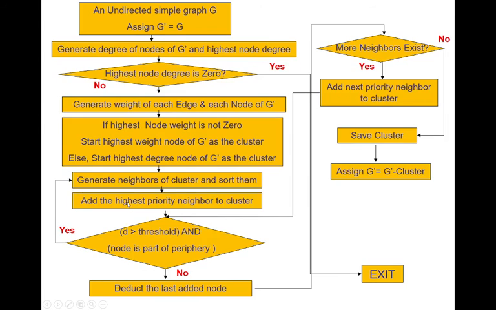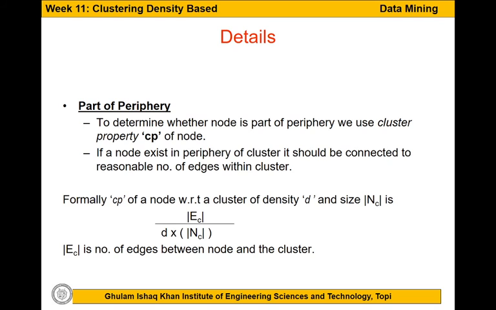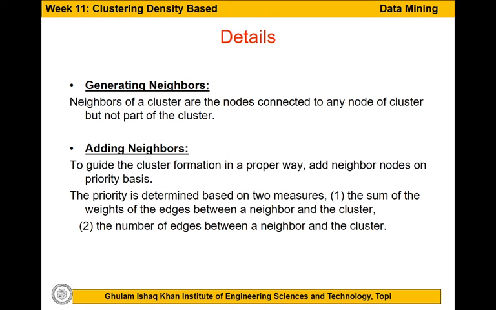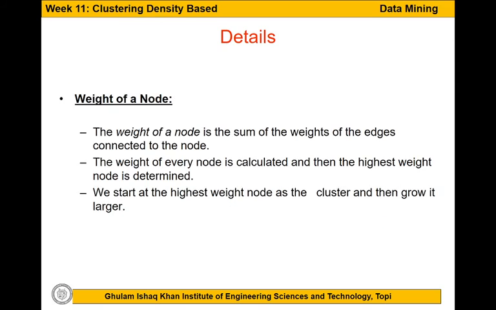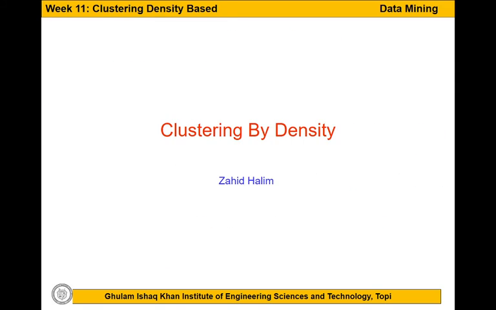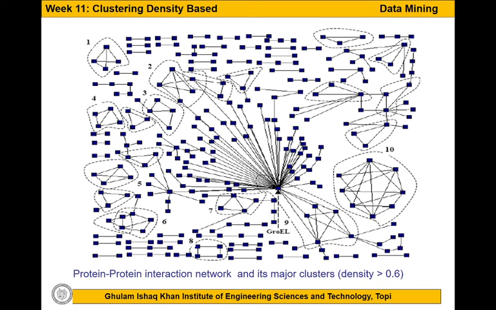Once such a condition occurs, for example here, this got added to the cluster, this got added to the cluster, this got added to the cluster, and this got added to the cluster. Now if we further generate neighbors of this cluster, there are no more neighbors. So what we will do, we will extract this cluster, remove it from the graph, and in the remaining graph we will start clustering again.